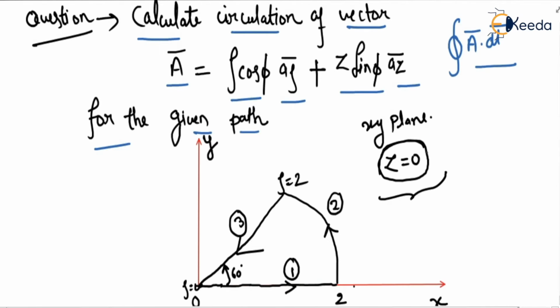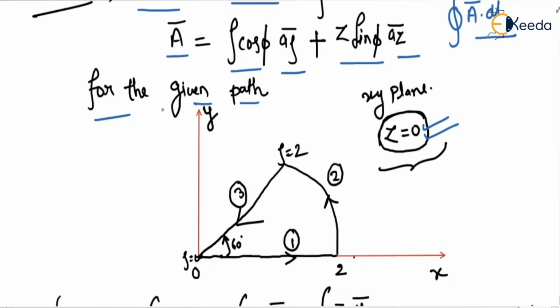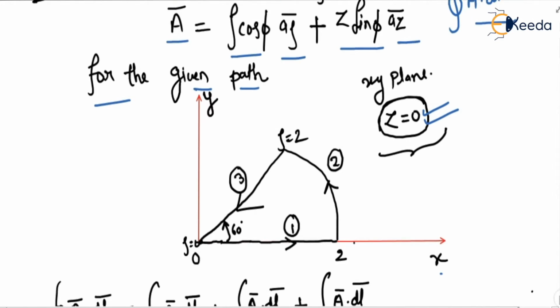It is given in the xy plane, and in the xy plane z is equal to 0. This is the x-axis, this is the y-axis, and this is the origin O. It is 2 in value. Rho is varying from 0 to 2, then phi is varying from 0 to 60 degrees, and then rho is again varying from 2 to 0. So there are 3 segments: first, second, and third. We have to calculate the line integration, or we can say circulation, because there is a closed path.